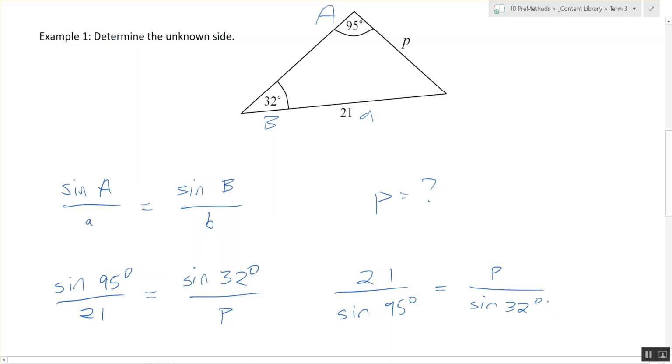So how do we get P by itself now? Multiply both sides by sine 32. We have P divided by sine 32, so the opposite of divide is multiply. Now that's going to get rid of those. Does that make sense? And P, so you just put all of that into your calculator and you'll get the answer to P.